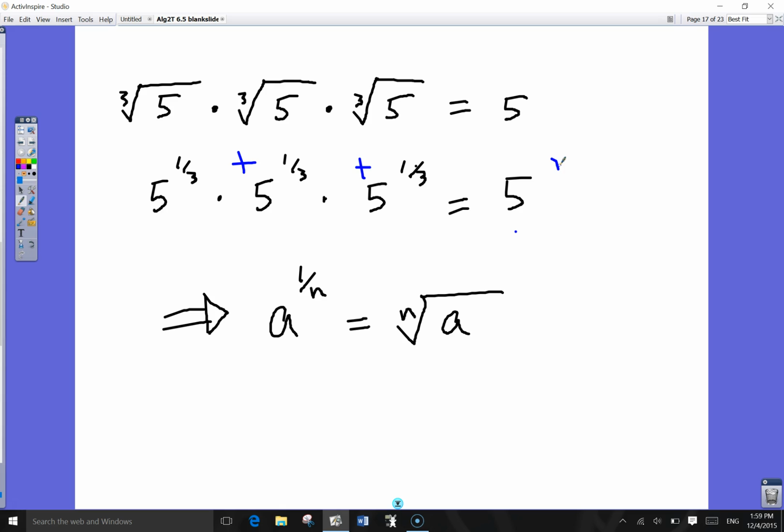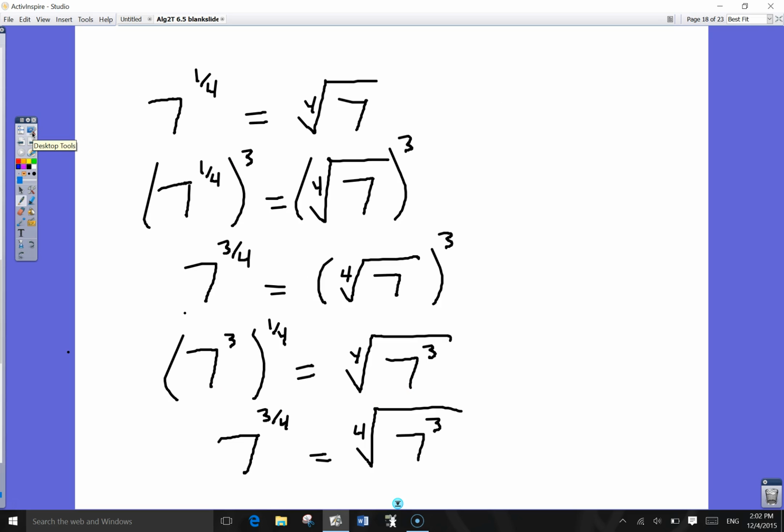So the general rule is a, that's just a number, to the 1 over n fraction is the radical of a with n as the index, or what we call the nth root. So again, a radical with an index of n is called the nth root. It's just the general way to say a root, right?